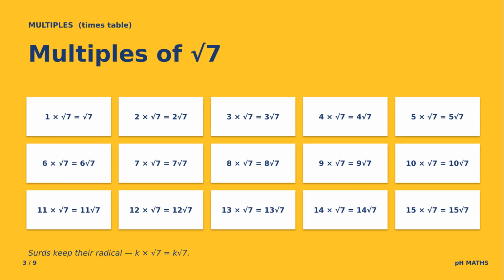Multiples of root 7: 2 root 7, 3 root 7, 4 root 7. Same surd handling as every other. K times root 7 equals k root 7, kept in exact form. Don't decimalize. The point of leaving root 7 as a surd is precision. 2.64575 is fine for a sense check, but the exact value is just root 7.